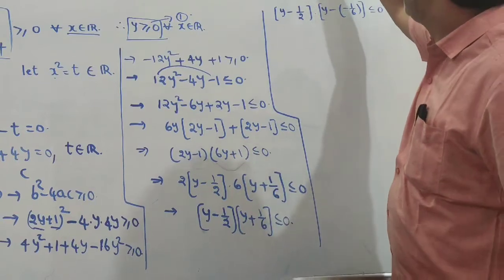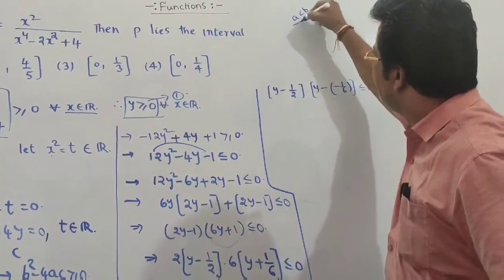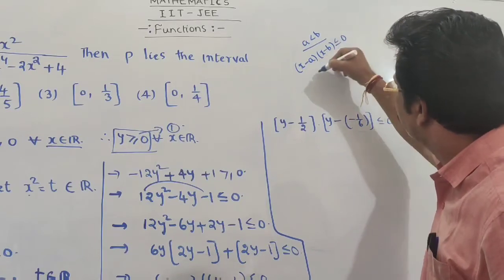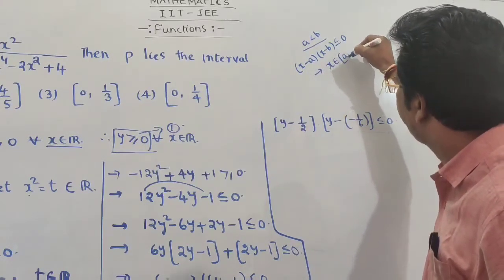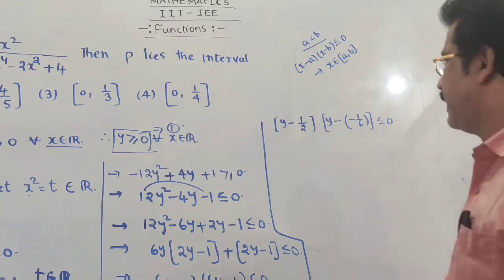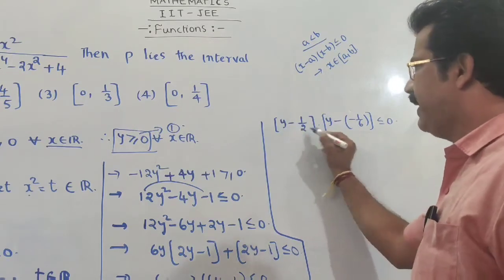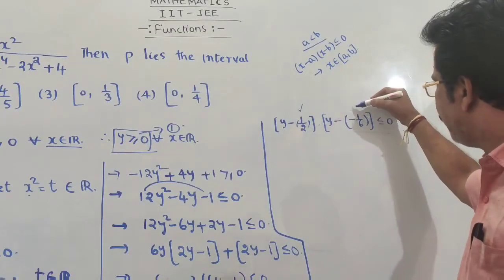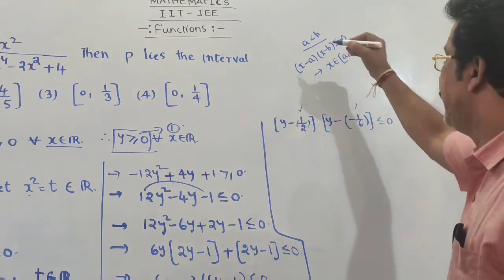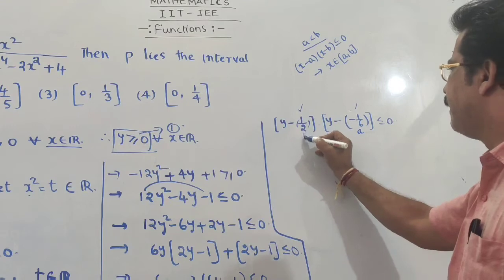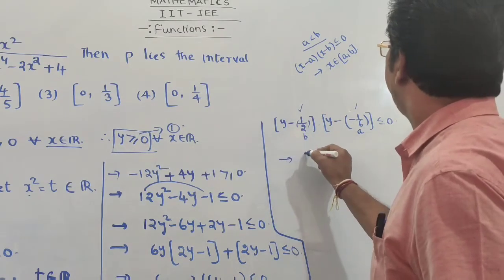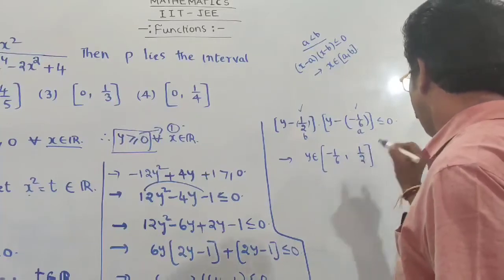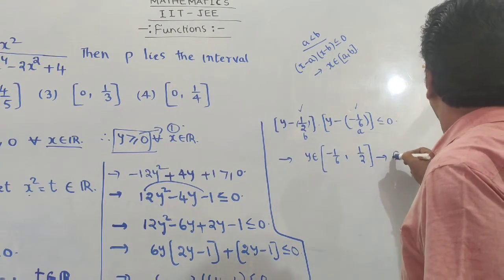Already I said one formula: if a is less than b and (x - a)(x - b) is less than or equal to 0, then x belongs to the closed interval [a, b]. This is the direct formula. Of course, here y is a dummy variable. Out of 1/2 and -1/6, which one is the least value? That is called a, and the bigger number is called b. So that implies y belongs to the closed interval [-1/6, 1/2]. Let it be statement number 2.